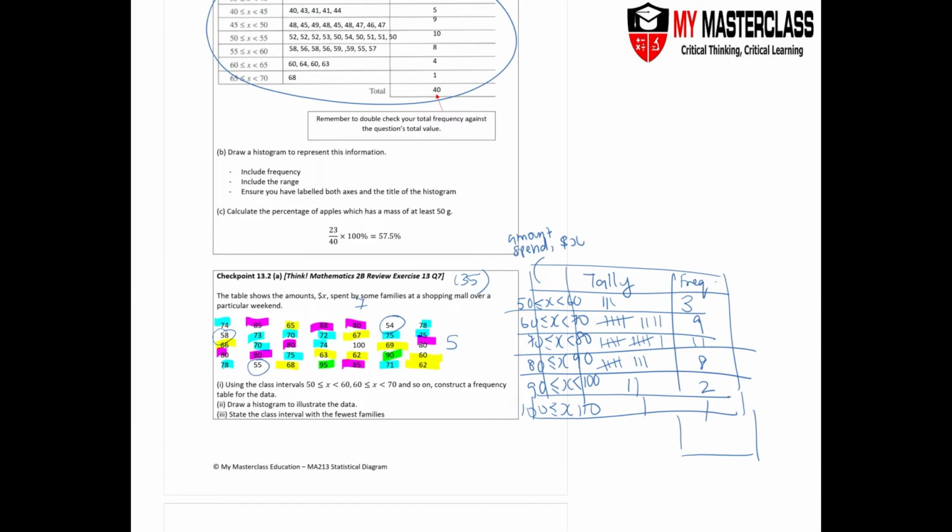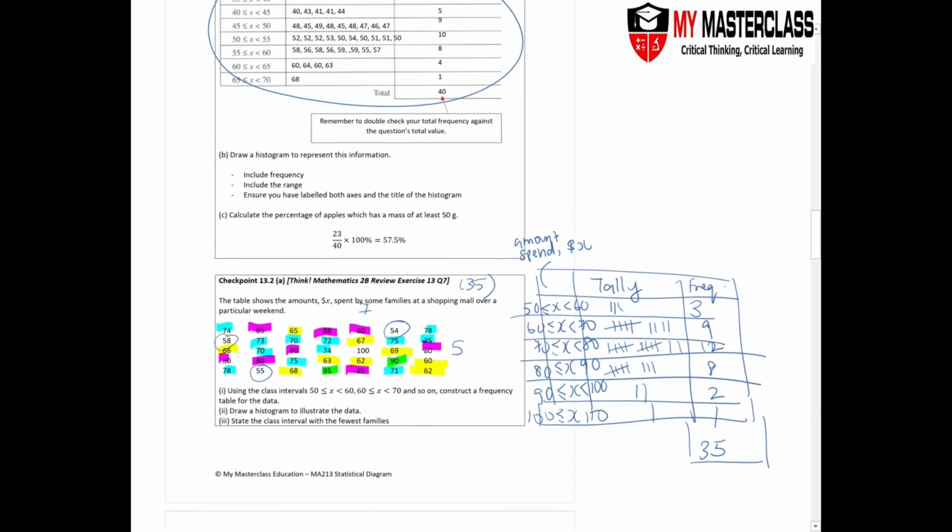That's 34, so something is missing. It's okay, let's double check. The one that I'm circling for 50 to 60 is 3, yes. 60 to 70 is the one in yellow. So I have 1, 2, 3, 4, 5, 6, 7, 8, 9, correct? 70 to 80, which is 1, 2, 3, 4, 5, 6, 7, 8, 9, 10, 11, 12. Oh, sorry, there should be 12. Sorry, this one should be 1, which means your total frequency should be 35 here.